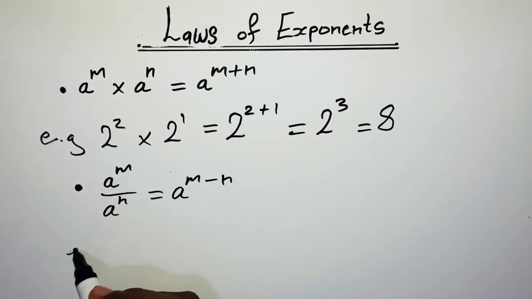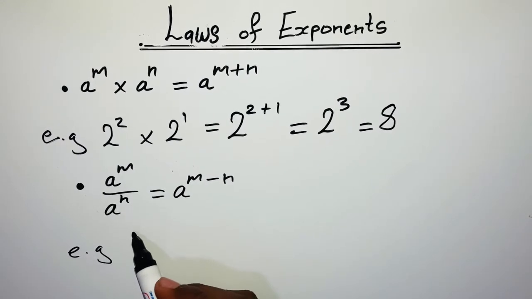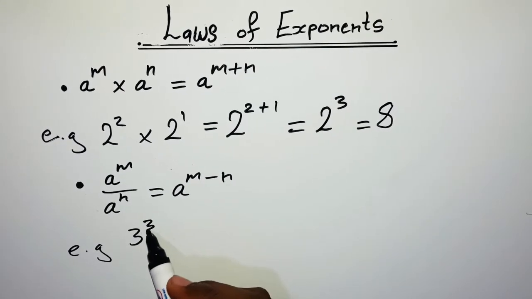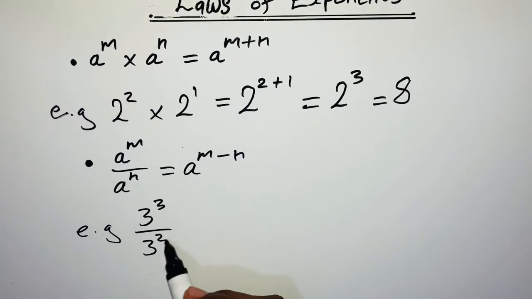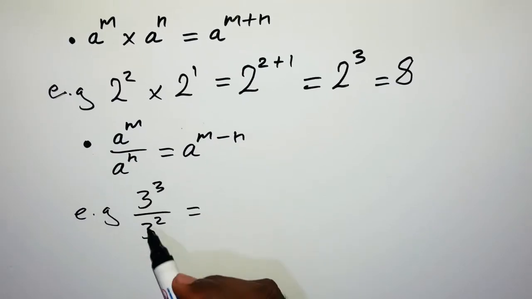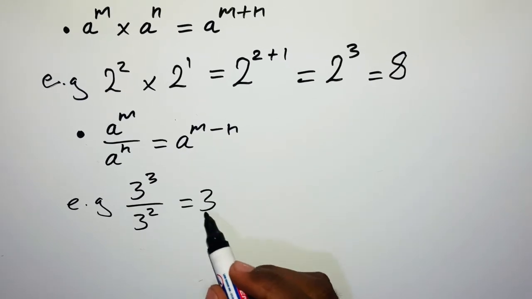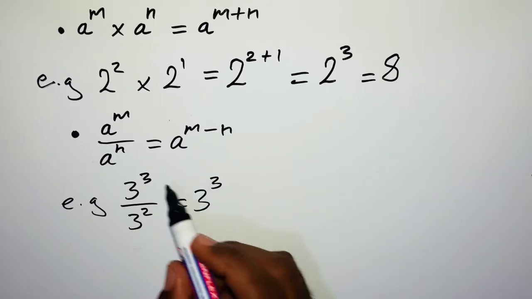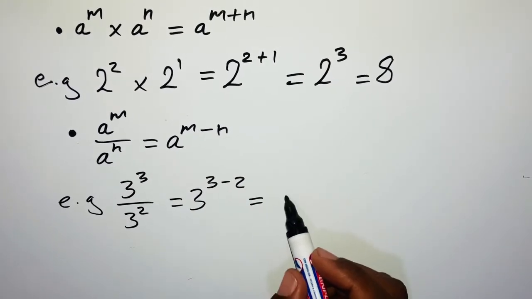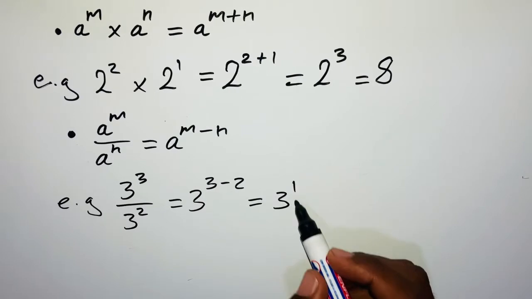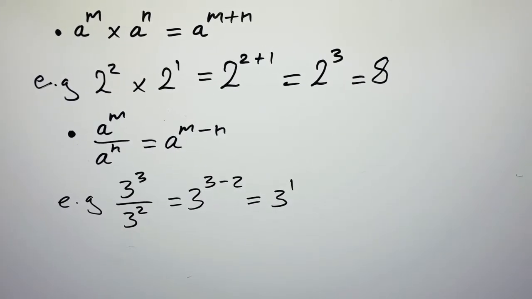For example, if you were to have 3 to the 3 divided by 3 to the 2, we are having the same base, which is a 3. We'll take the base, then subtract our exponents, which will give us 3 to the 1. That's our second law.